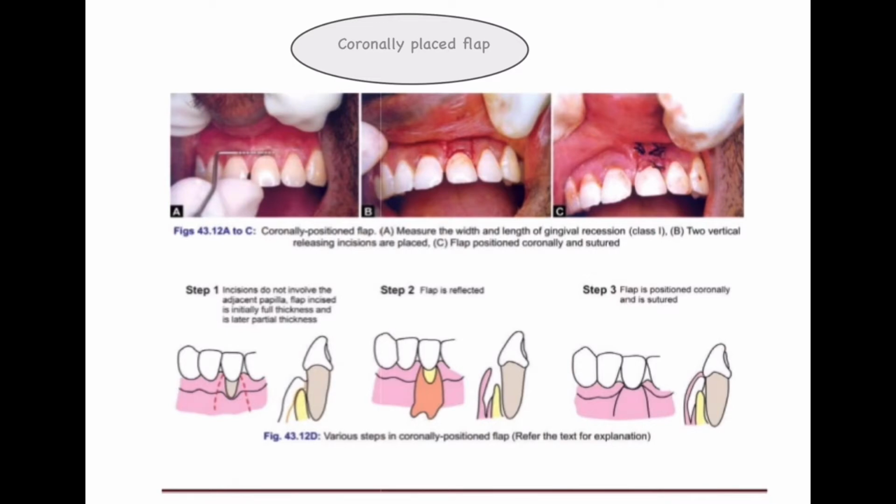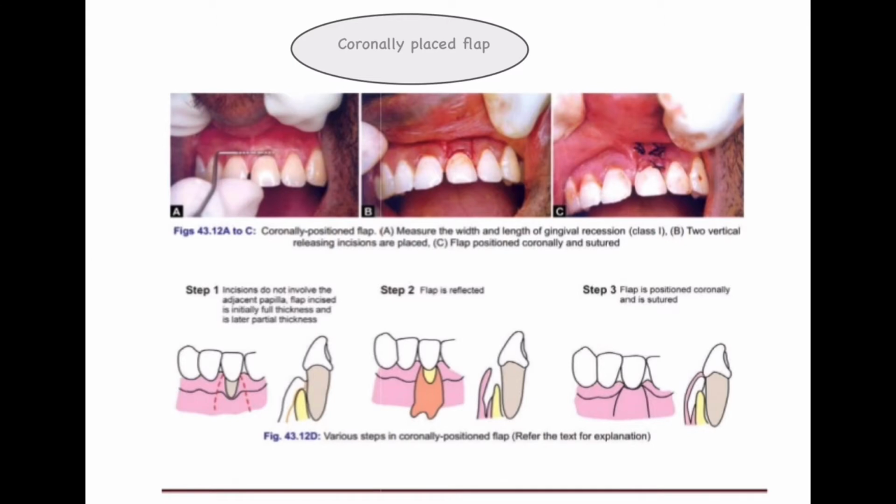फर्स्ट वी हैव टू गिव इंसिजन्स, दैट इज हॉरिजॉन्टल एंड वर्टिकल इंसिजन्स. वी आर रिफ्लेक्टिंग ईदर अ पार्शियल थिकनेस या अ फुल थिकनेस फ्लैप. आफ्टर रिफ्लेक्शन, उसको उसकी ओरिजिनल साइड से डिस्प्लेस करके हम उसको कोरोनली प्लेस कर रहे हैं.